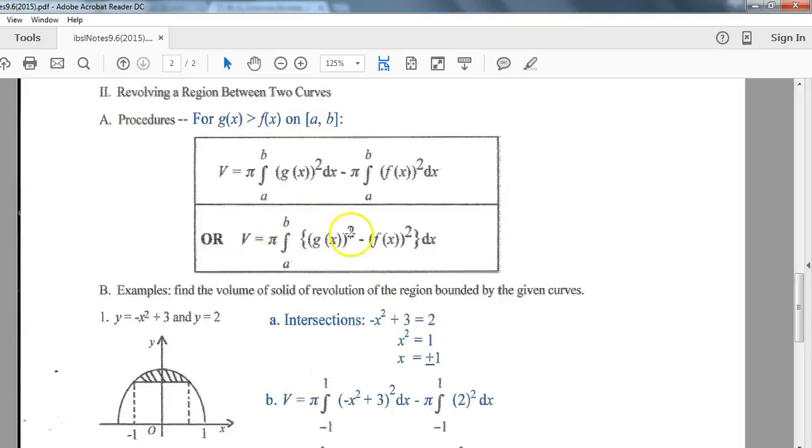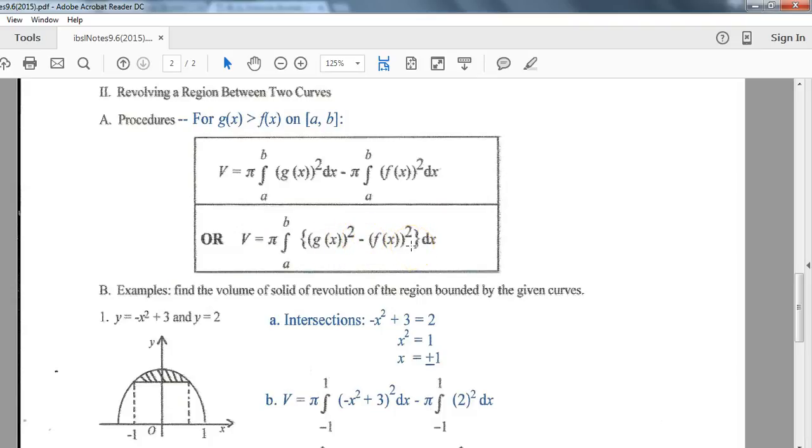This is the form that you would really want to see for this. This is not in your formula packet, so this is one you need to know. But it's the same formula for volume, but it includes now the difference between the two functions. And so you can see that setup right here.